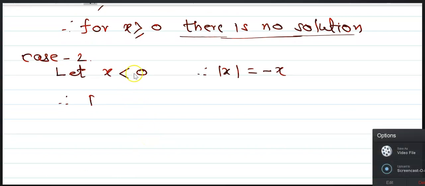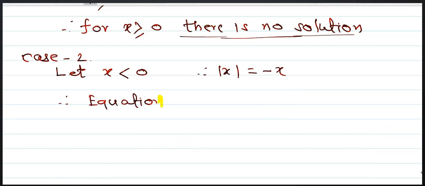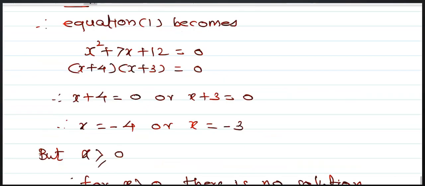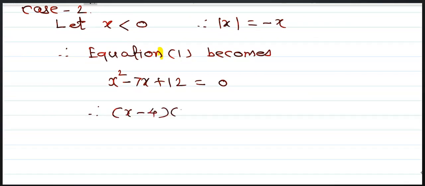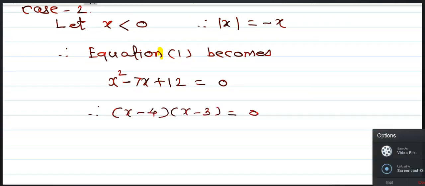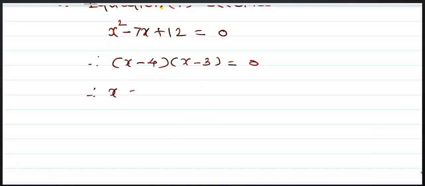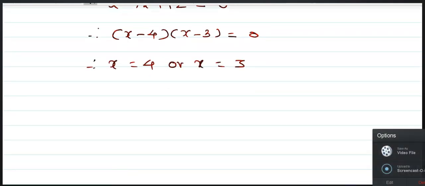When x is less than 0, it means x is negative. That is, the mod of x is equal to minus x, and that's why our equation 1 becomes x square minus 7x plus 12 is equal to 0, and this is the normal simplification: x minus 4 into x minus 3 equals 0. This is a quadratic equation, and the value of x is equal to 4, x is equal to 3.